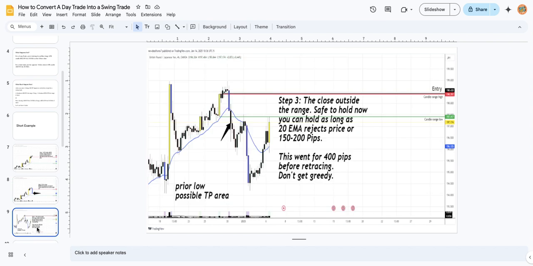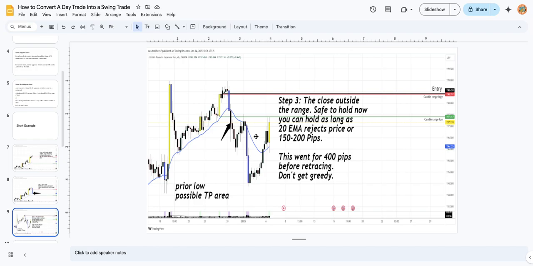And then the last thing we want to see is price continuing to tank. So I had to zoom out a little bit here because there were a lot of candles on this 4-hour chart. But the close outside of the range is next. And you see this black arrow here. My cursor is circling it. That's when price closed outside the range. It went down, pinned the top of the range, and also our 20 EMA, and then tanked again, right?